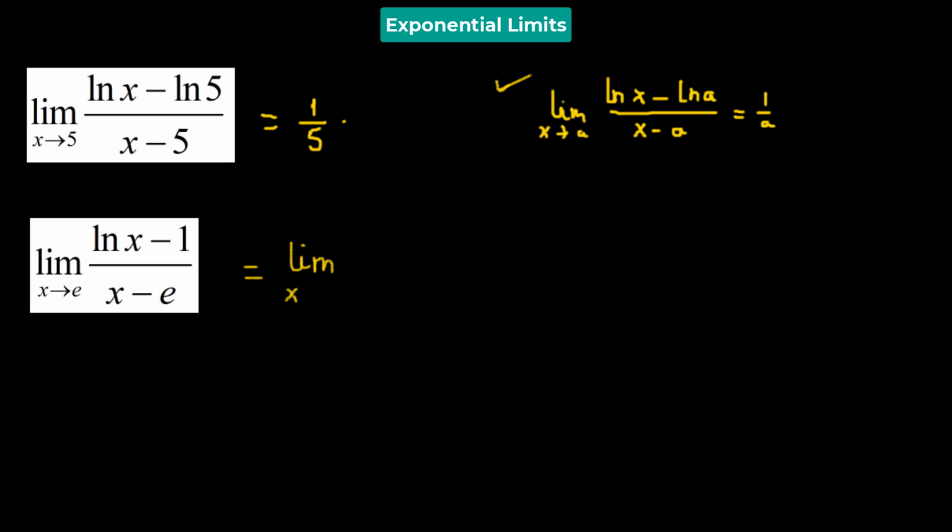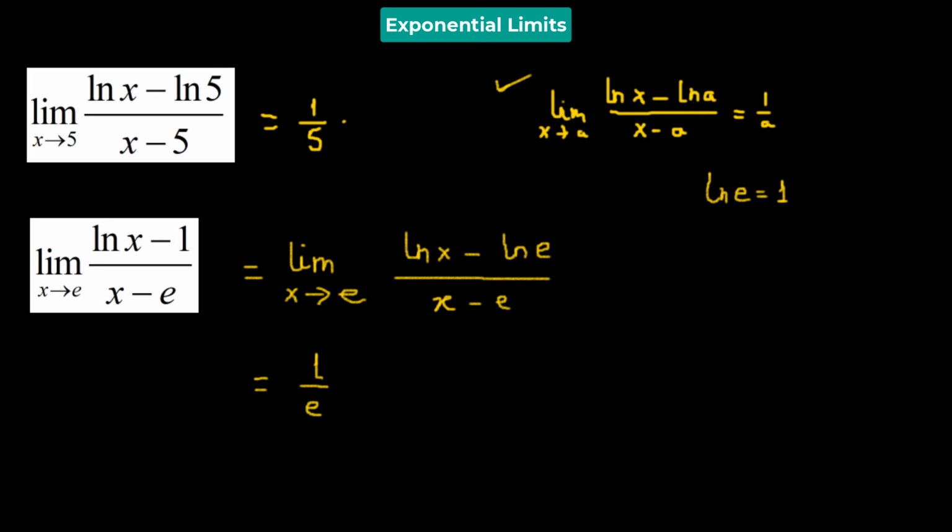So we have limit x approaching e, the exponent, log of x minus 1. Now we have 1, so that can be written as the natural log of e. So natural log of e is equal to 1. So we replace 1 by the natural log of e, divided by x minus e. So the value is going to be 1 over a. So a here is e, so that means we'll have 1 over e. So this is going to be the limiting value of the given function when x approaches e. Let's go to the next question.